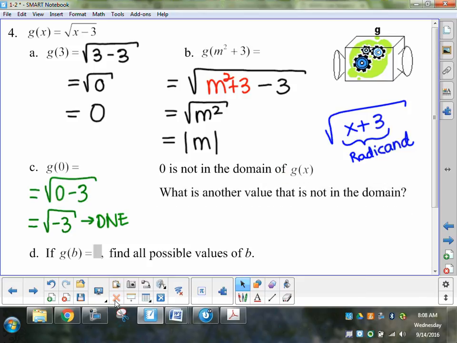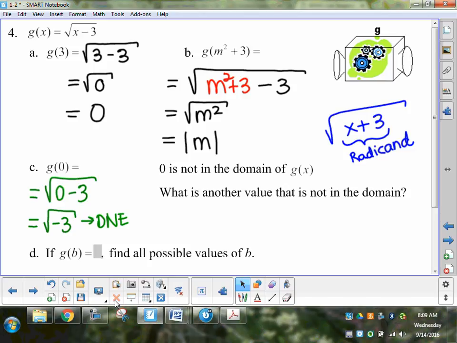Who can give me another value of the g of x that wouldn't be in the domain? Think about what numbers I can plug in that I'm not going to have in my domain. What do you want to say? Negative numbers for sure are out, so -1, -2, -3, all of those won't work. 1 is not in the domain. You can tell me another number. 2. Is 3 in the domain? Yes, because you can take the square root of 0.